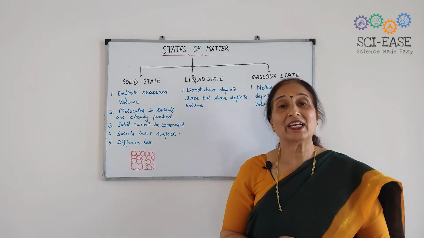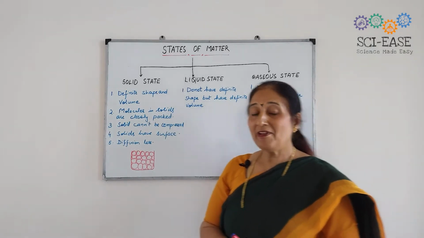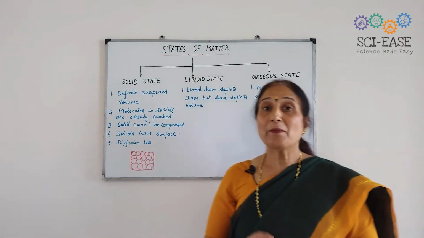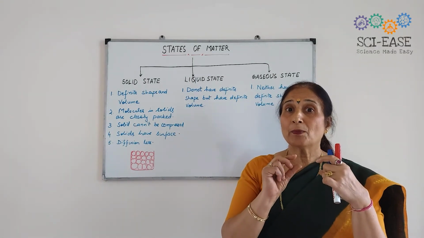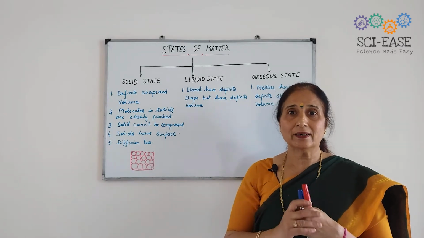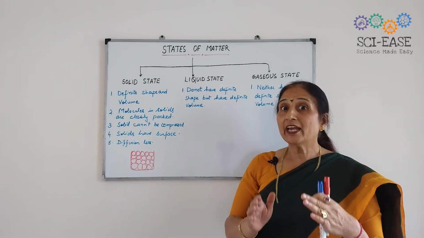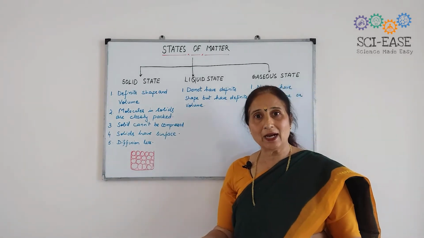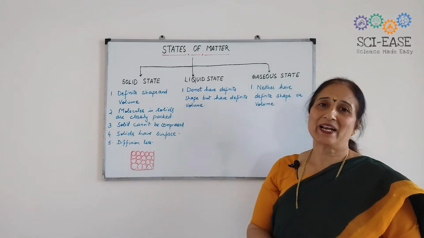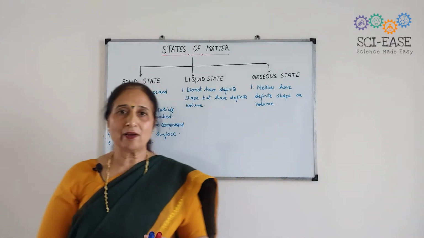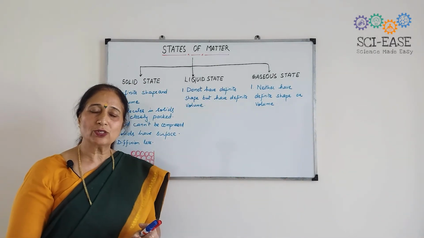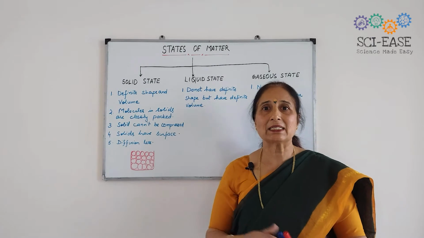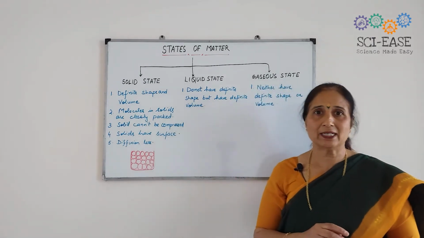Now the next point is regarding the sponge. We say that a sponge is a solid, but it can be compressed. Why can it be compressed? Because it has a porous structure. There are pores in which air is trapped. When we squeeze it, the air is expelled and it can be compressed. So in these two cases, the rubber band and the sponge are both solids, but they show some other properties like compressibility and change of shape.